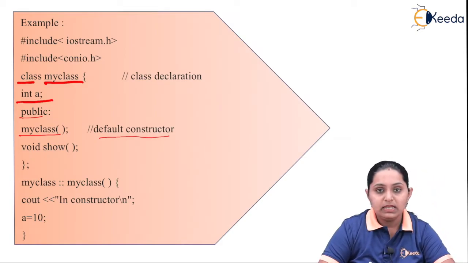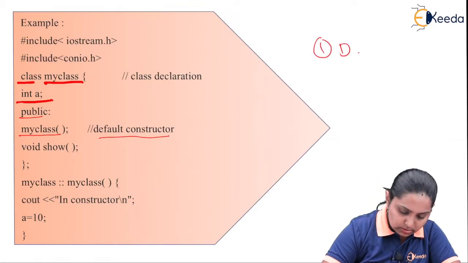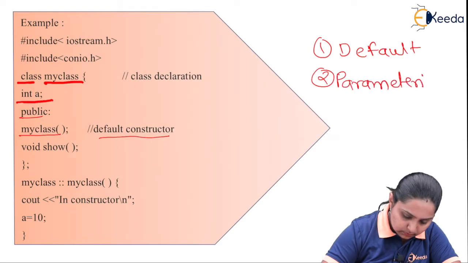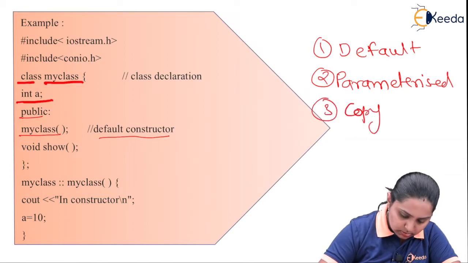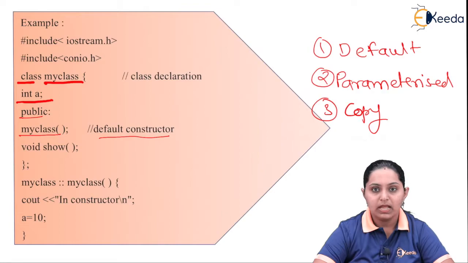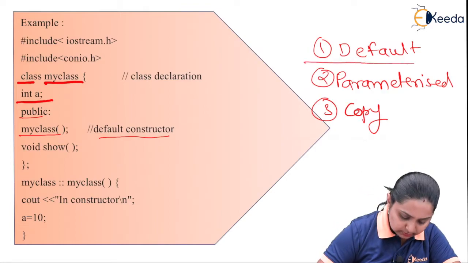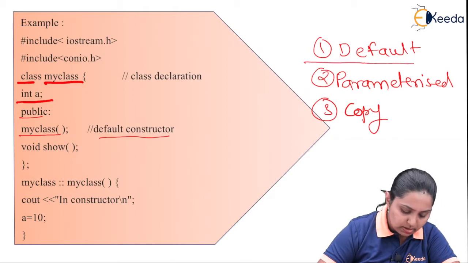There are basically three types of constructor. The first is default. The second is parameterized. And the third is copy constructor. In that, first I am specifying a default constructor. The second, I am creating one normal data member function as void show.